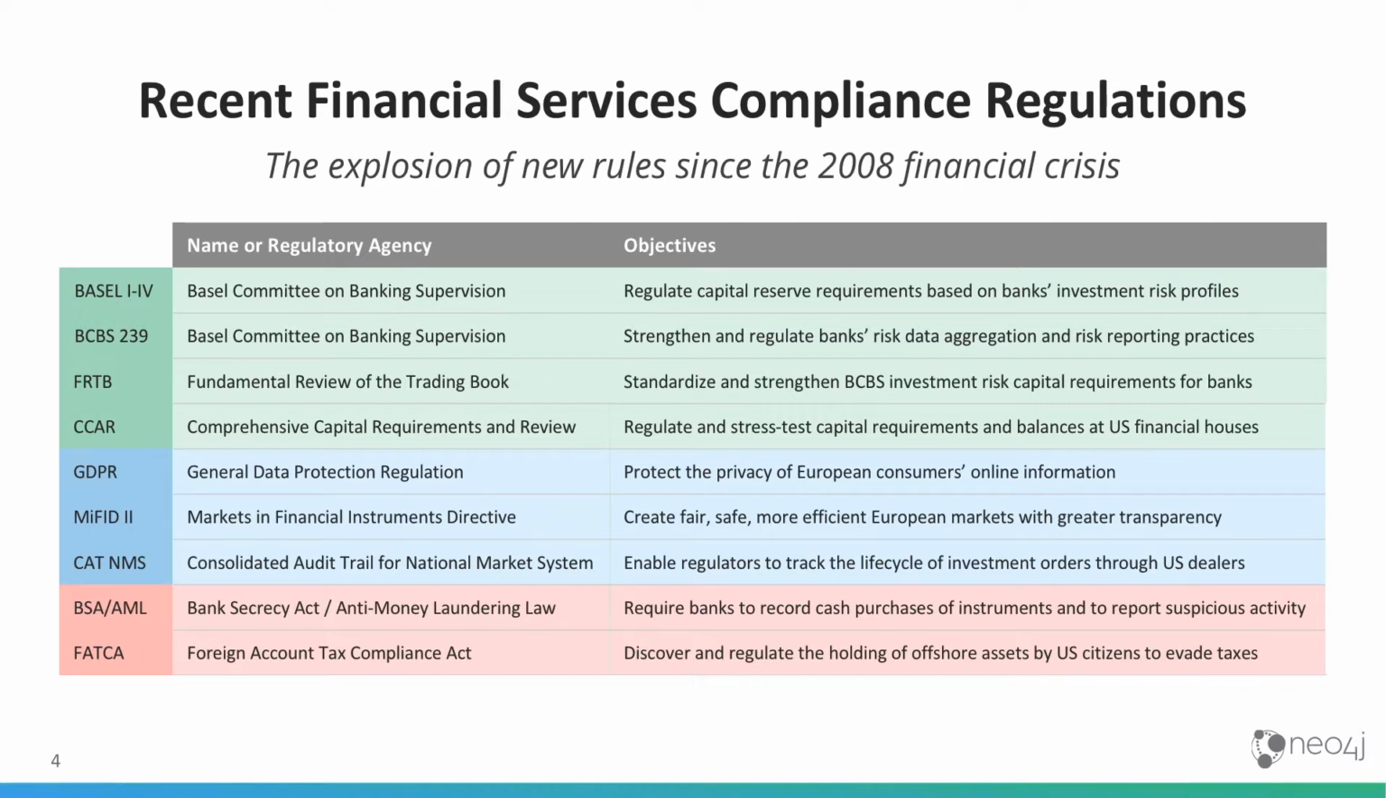Those in green are more focused around risk. The ones in blue, like GDPR, MiFID II and CAT 10MS, are more focused around transparency of information and fair use of data. And the last couple of ones in that reddish color are around money laundering and foreign tax compliance. So basically moving money around.